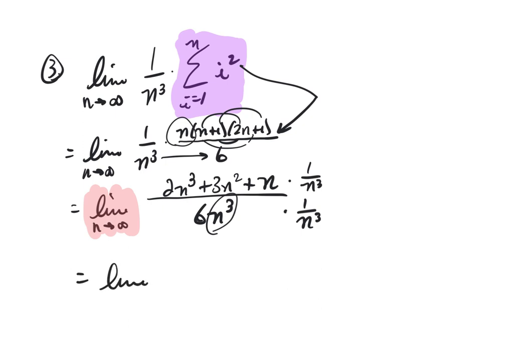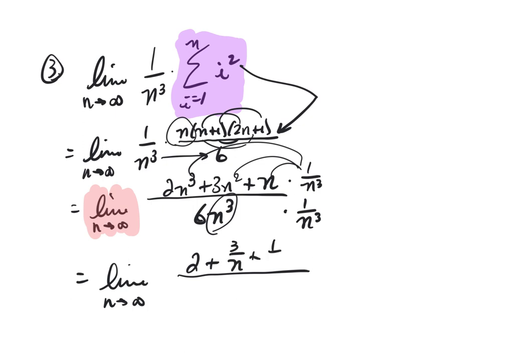And what we'll get as a result, please notice the limit is still there. We distribute. So 1 over n to the third times 2n to the third would be 2. 1 over n to the third times 3n squared would be 3 over n. And 1 over n to the third times n would be 1 over n squared. Down in the basement, 1 over n to the third times 6n to the third would be 6.